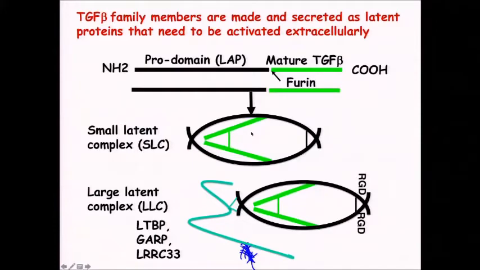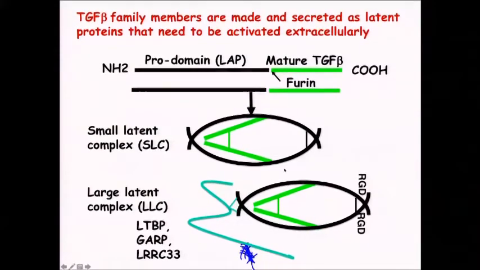But the amino terminal fragment also makes a disulfide-linked homodimer that completely wraps around the active growth factor. And so before the TGF-beta gets out of a cell, it's already protected from interacting with its receptors. And the interaction between the amino terminus and the active growth factor completely prevents binding to any TGF-beta receptors.